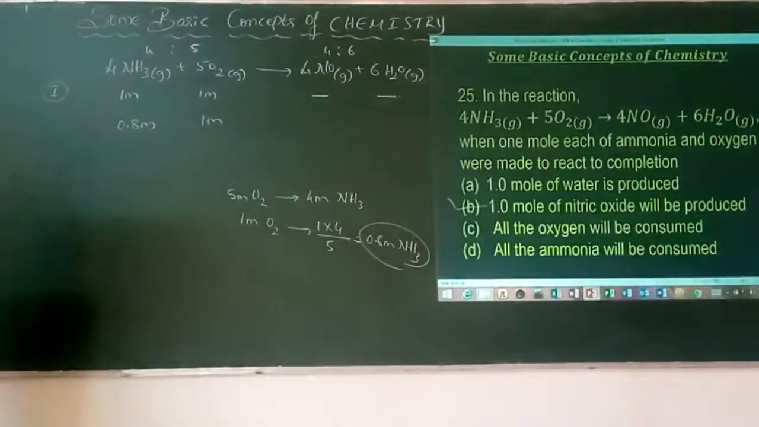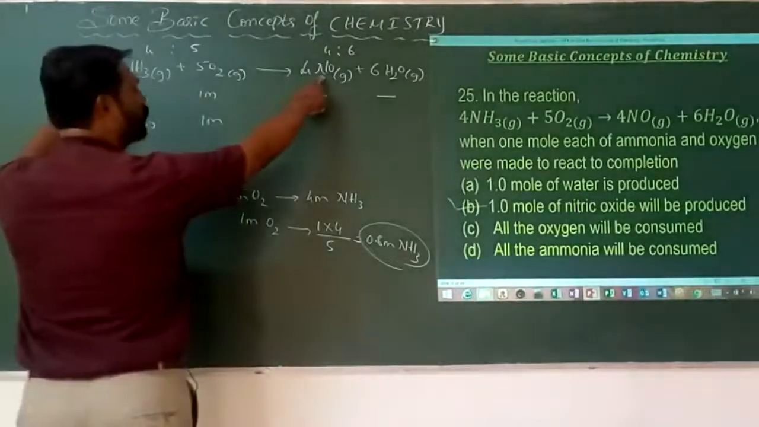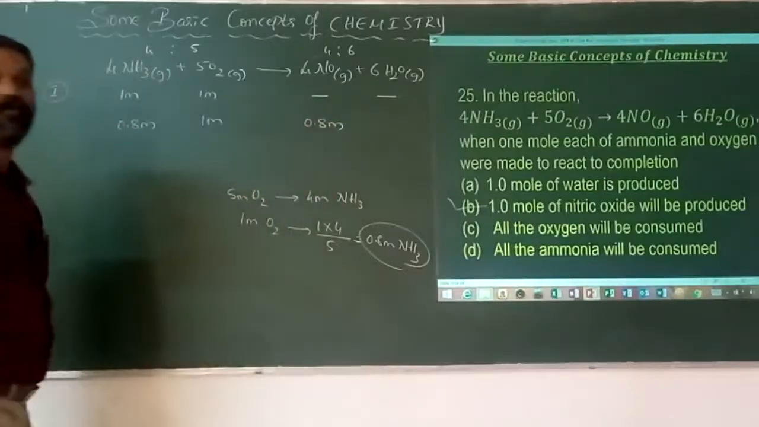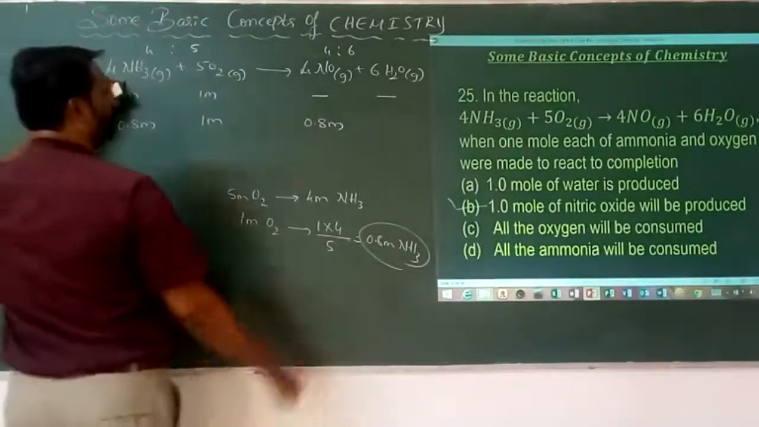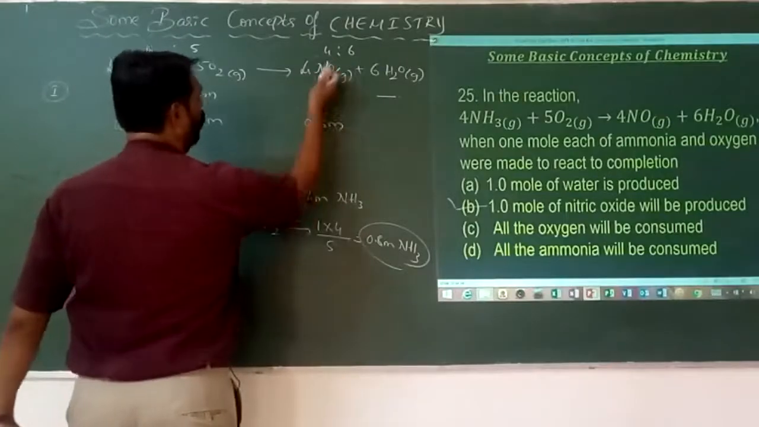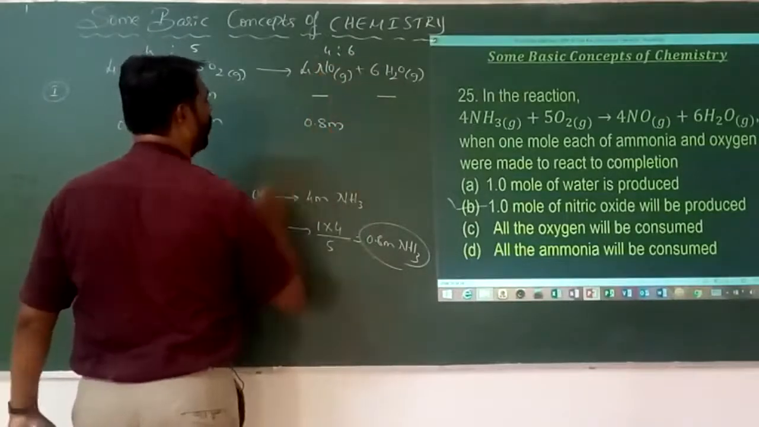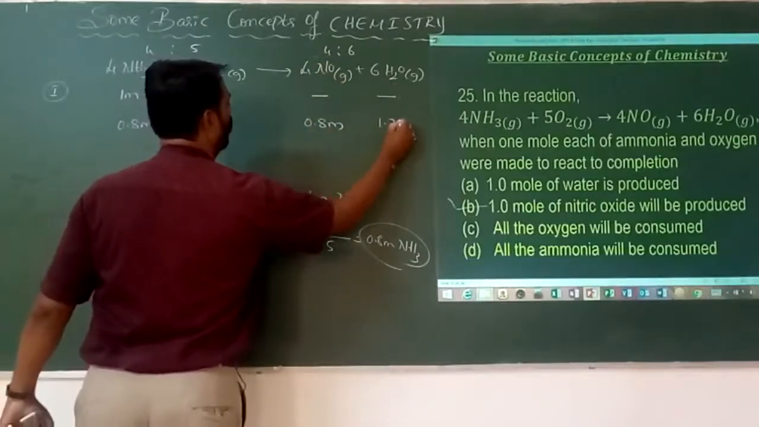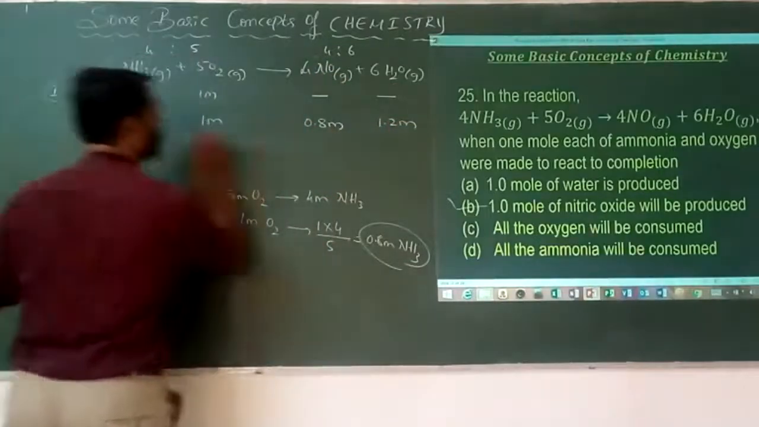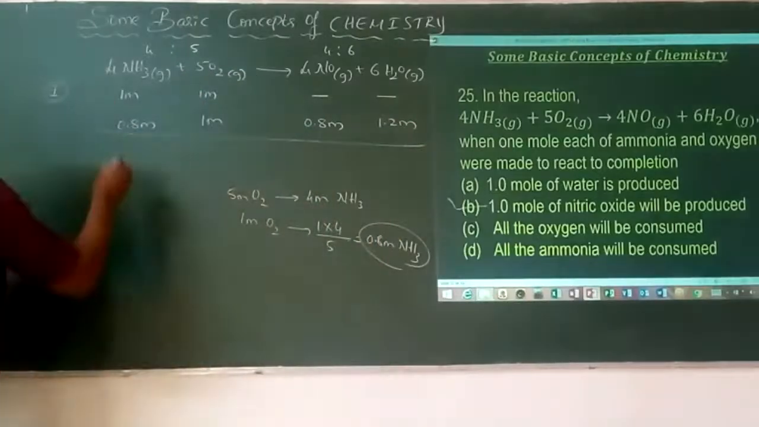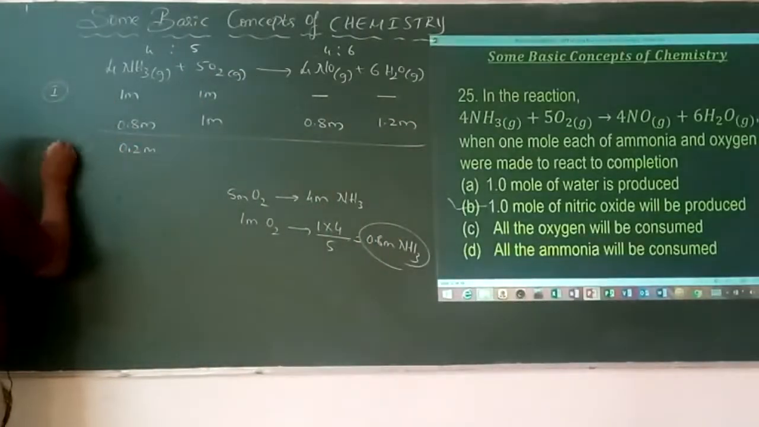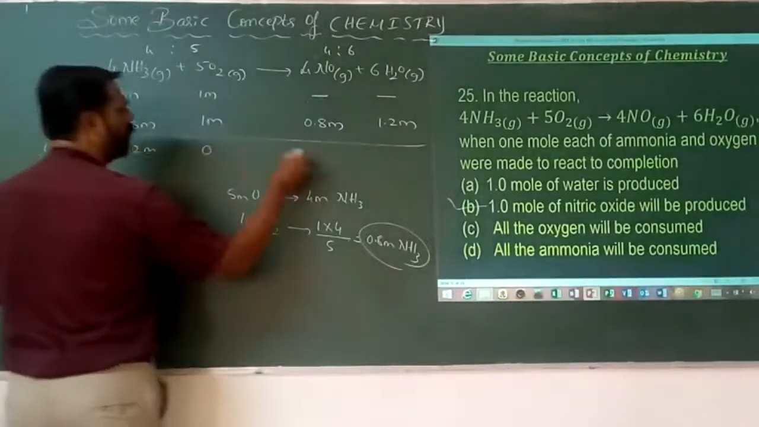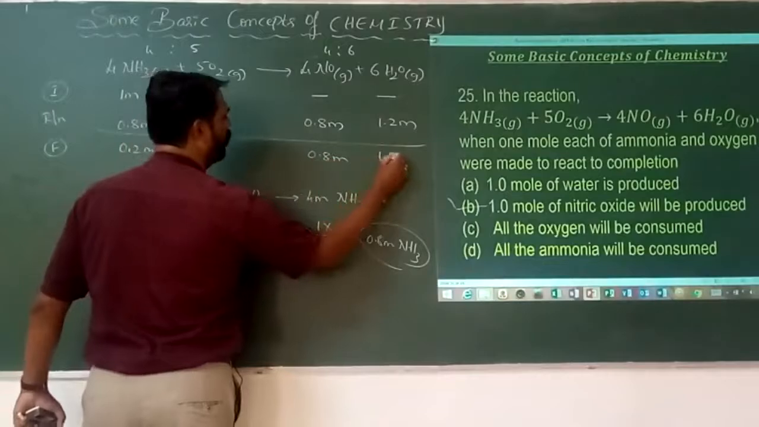What are the variables here? 4 ammonia refers to 4 NO, means 0.8 refers to 0.8. Or we can take it directly also. 4 is to 6 means it is 2 is to 3, and 2s or 3s means it is going to be 1.2. Then what is left here? 0.2 molar. This is final, this is after doing the reaction: 0 here, 0.8 molar, here it is 1.2.